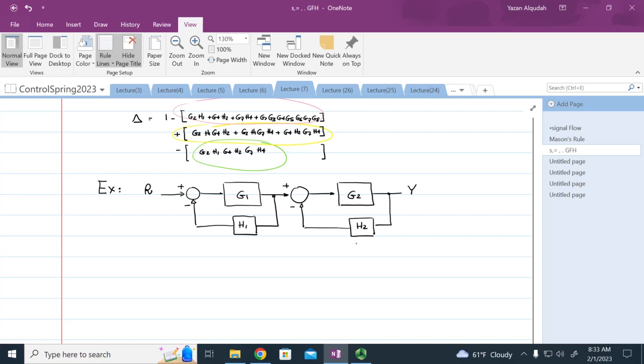For each one of these examples, we're going to do both the block diagram reduction, and then we're going to do the Mason's rule and compare them. So these will act both as examples for the block diagram reduction and also for Mason's, the signal flow. Okay, so if I want to find the transfer function for this system, how do I find it?